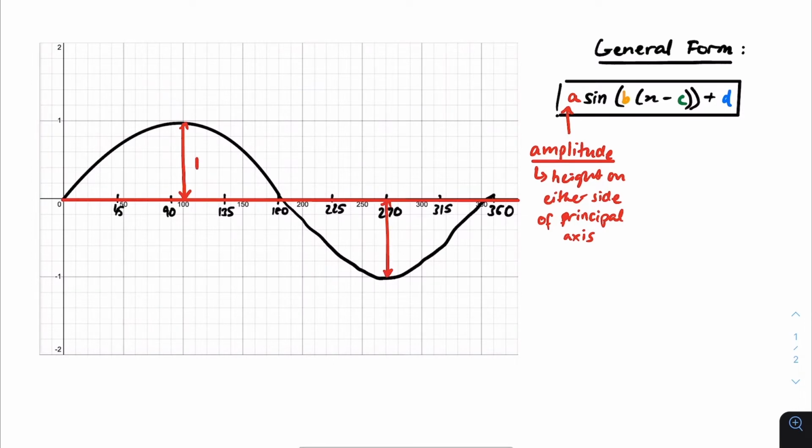So this over here is 1 and here is 1. It's length 1 because 0 to 1 is 1. So what this means is the amplitude is 1 because on either side of the principal axis, the maximum height of the function is 1.